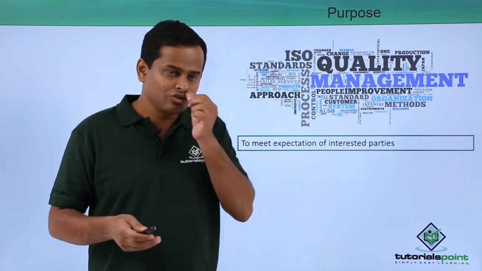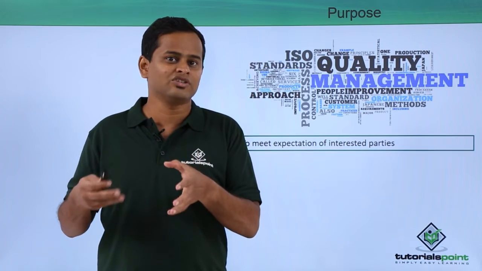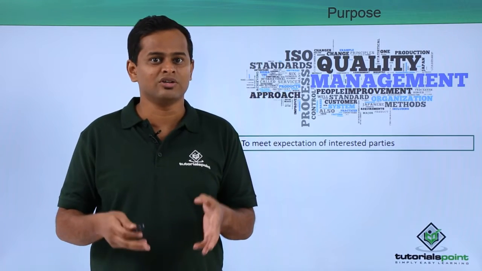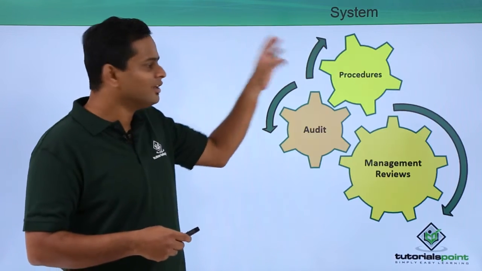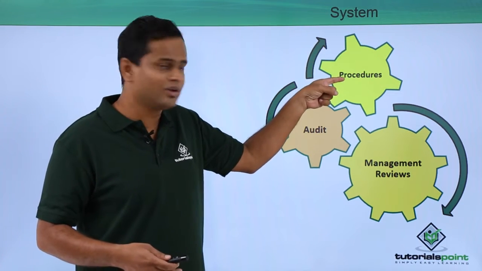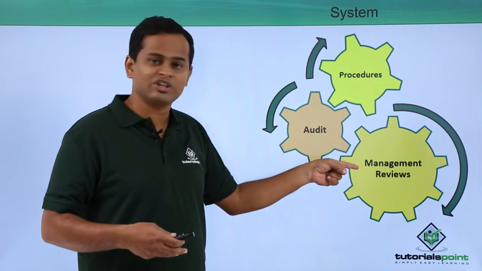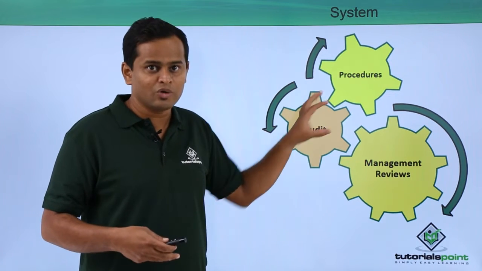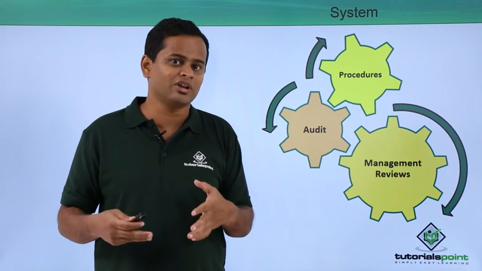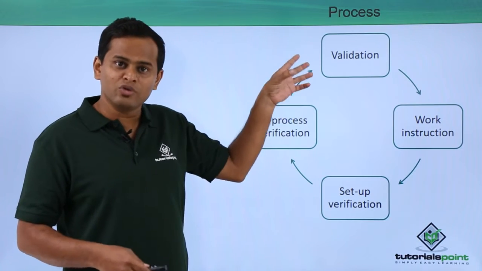With respect to the purpose, we need to have a mechanism where we have to meet the expectations of interested parties. So for that we need to have a quality management system in place. In that there are various aspects. We can cover it with proper effective procedures, with audit systems, and also with various management reviews. If we do all these things effectively, then we can have proper quality management and quality leadership at a system level.